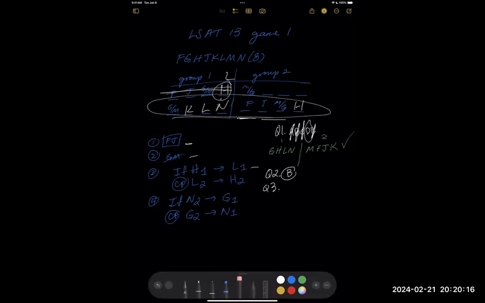So A and E are things that could be true, but also could be false. B and D are things that actually cannot be true, and C is the correct answer because it's the thing that must be true.